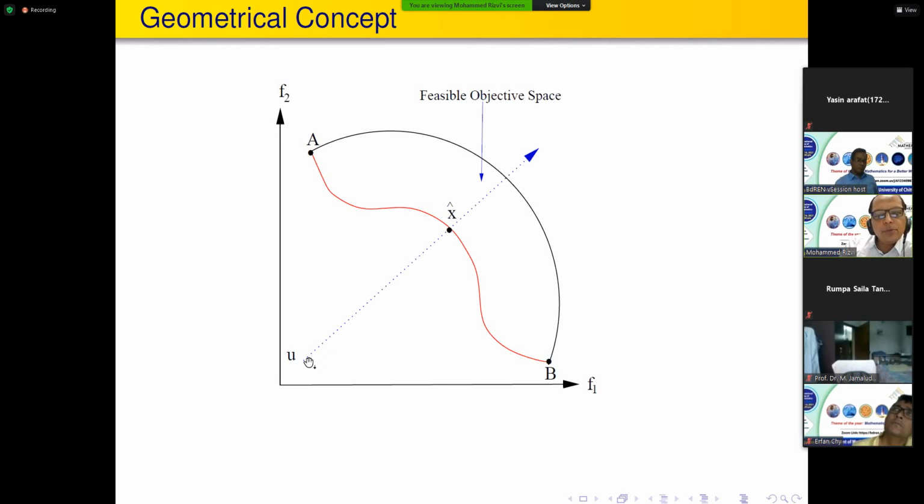So what do we do? We pass a ray there, we choose the X set. So we got an X set. Now, as I say that, we transform our original problem into two subproblems. The first subproblem, let's call it objective function f1 subject to the constraint f2 less than or equal to some constant there.